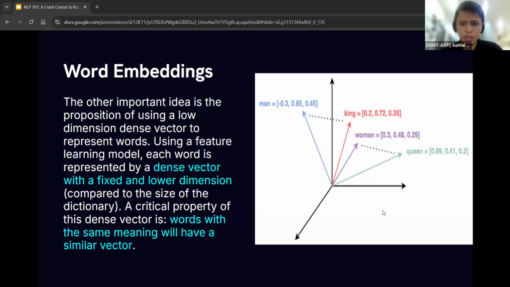Let's say we represent it in 3 dimensions. So the vector for man would be closer to the vector representation of king, and farther from the vector representation of a woman. However, the vector representation for a woman would be much closer, or much more similar, to the vector representation of, let's say, a queen.